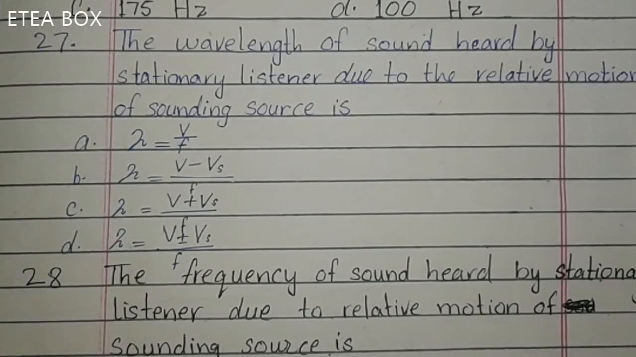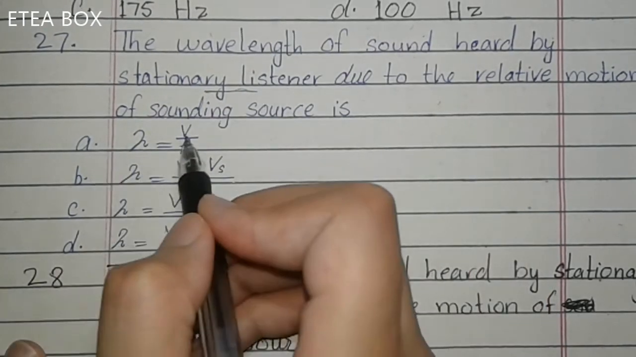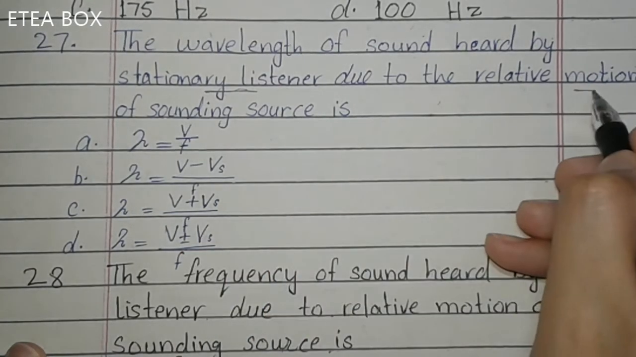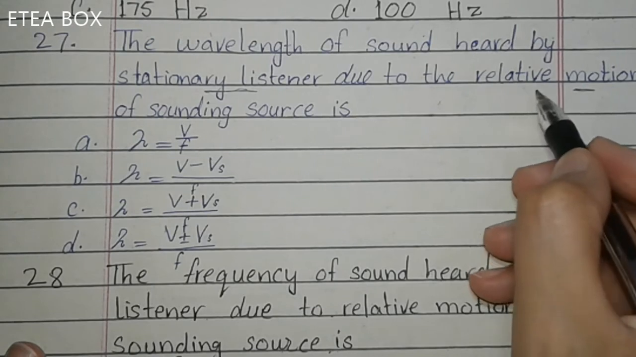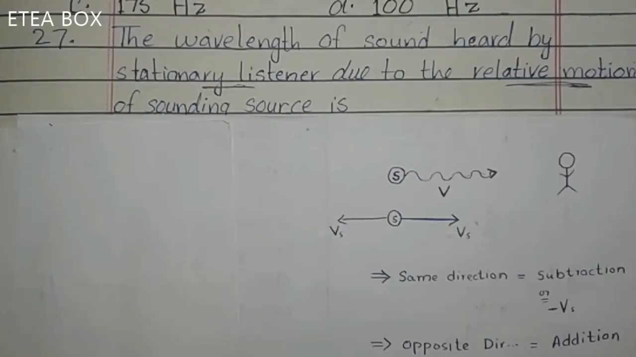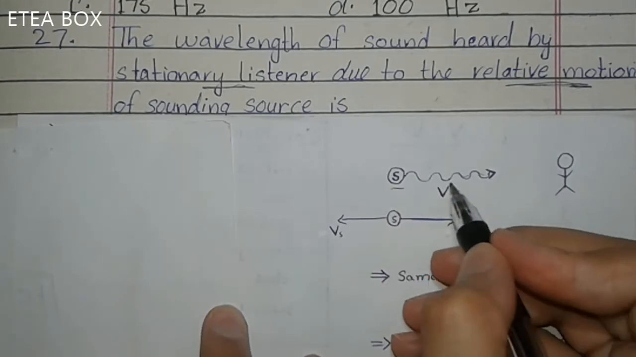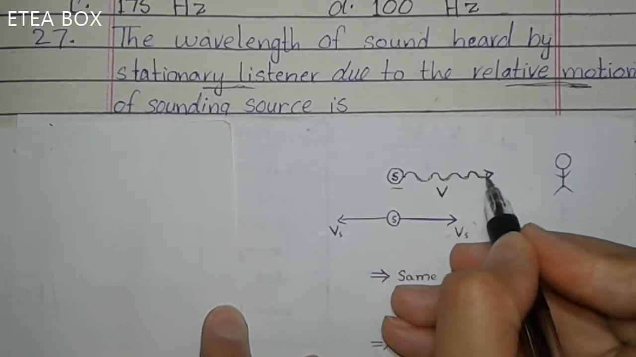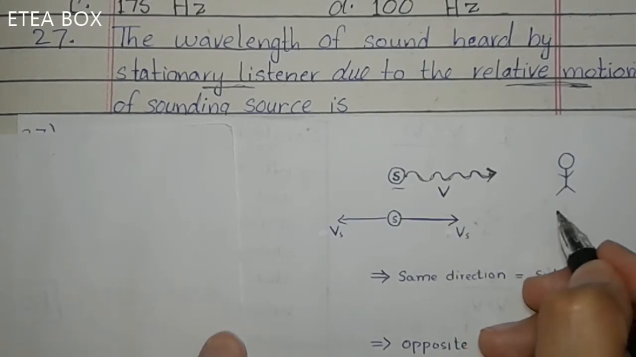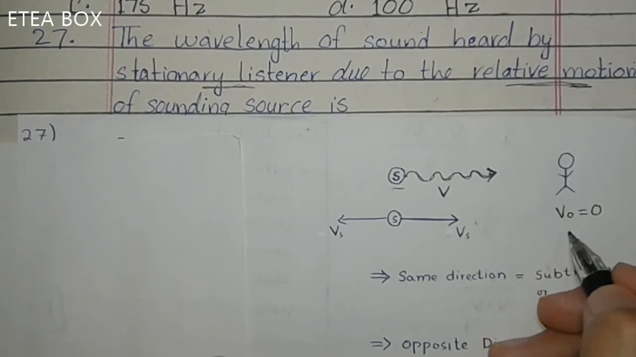Now 27. The wavelength of sound heard by a stationary listener. Look, the listener is stationary, due to the relative motion of the sound source. Now the sound source is in motion, but we don't know in what direction. It is only given that the sound source is in motion, but the direction is not given. Now look at here. This is the sounding source S, and the sound waves travel here and are heard by a stationary listener. This is the observer, V is equal to 0. The velocity of the observer is equal to 0.